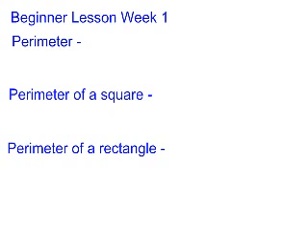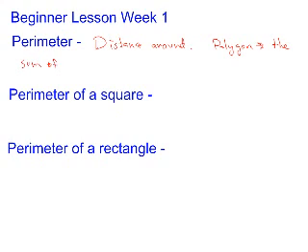Okay, so whenever you think about perimeter, what you should always be thinking about is distance around. The perimeter of something is always the distance around that thing. And the way we find out the perimeter of a polygon, which, if you don't know, is a shape with multiple straight sides, is the sum of all the side lengths.